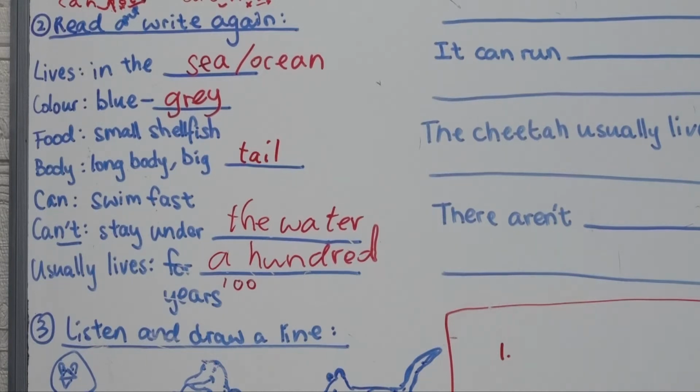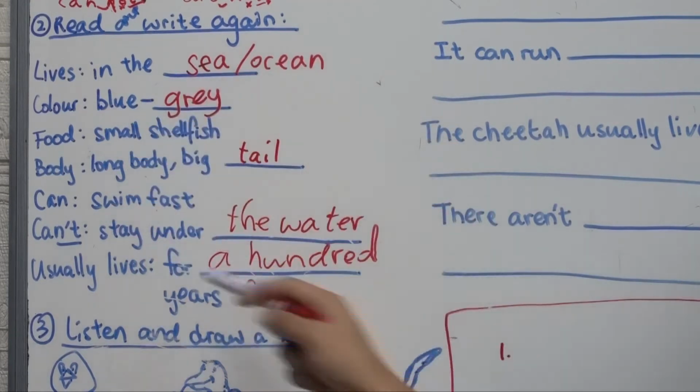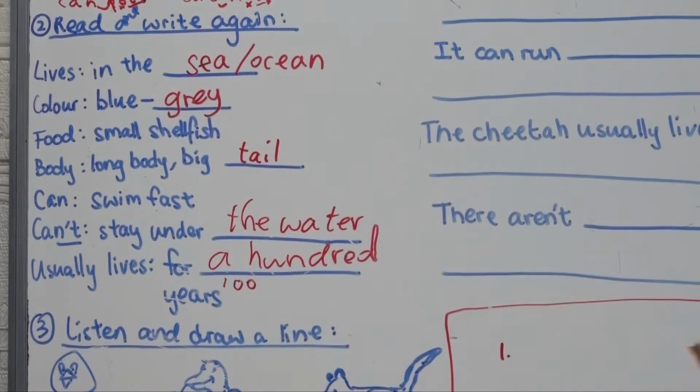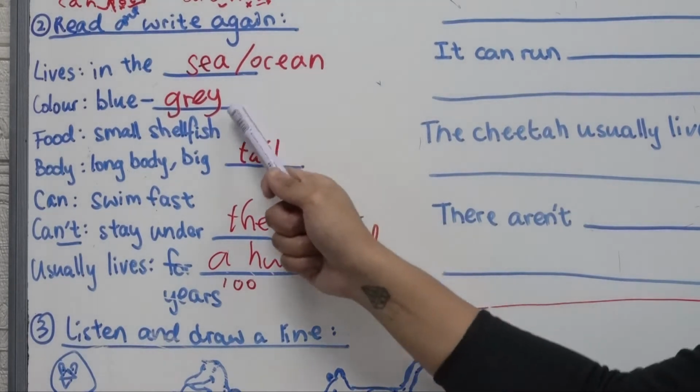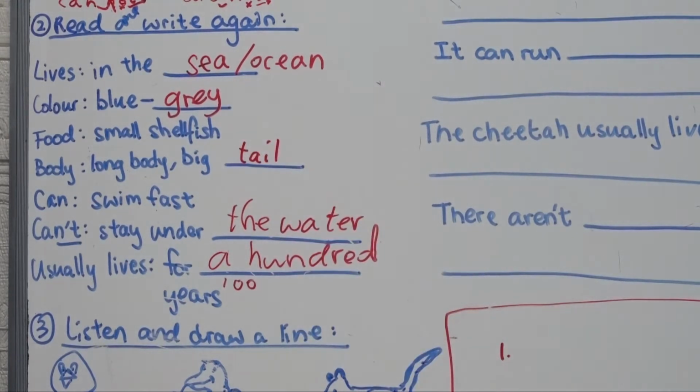Please check your answers. So we can find all these answers in part 1, the passage, the text about the blue whale. So let's go again so we can learn some more, okay? So the blue whale lives in the sea or in the ocean. Their color is blue-gray, a mix of blue and gray, okay? And then, what do they eat? So their food that they eat are small shellfish. So small shellfish that lives in the ocean, right?